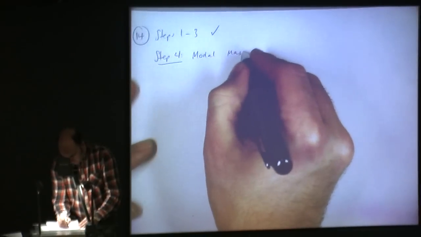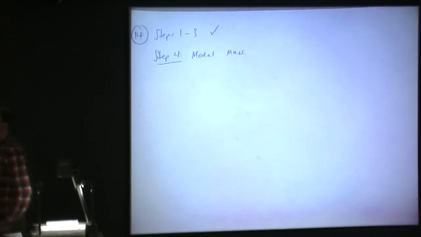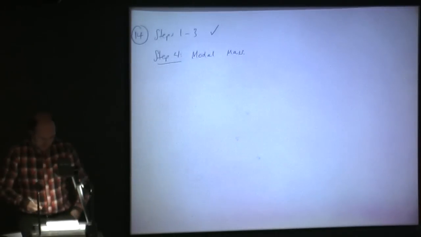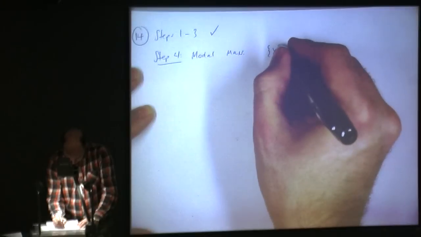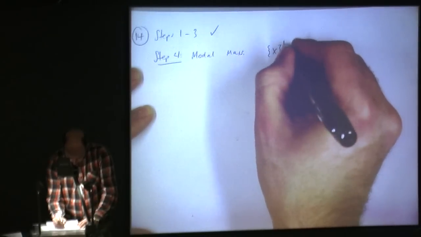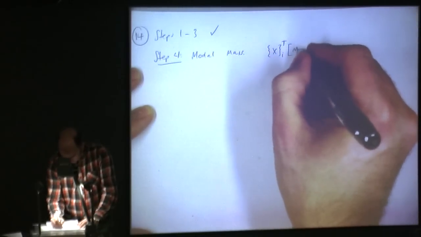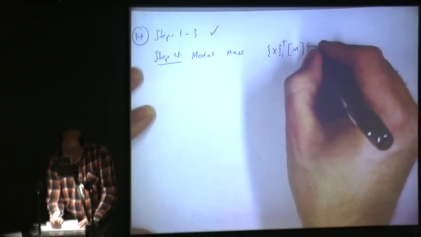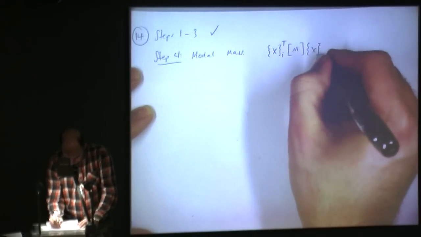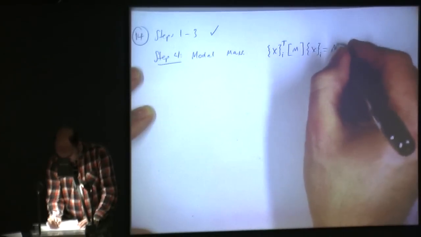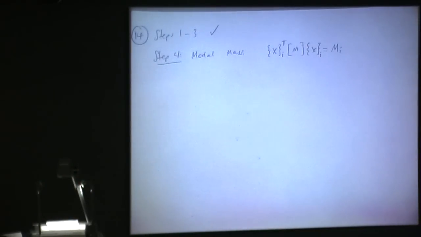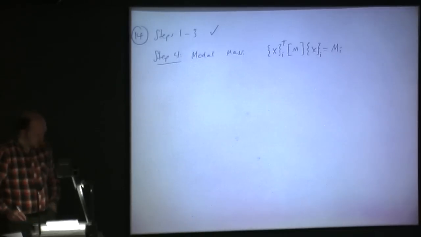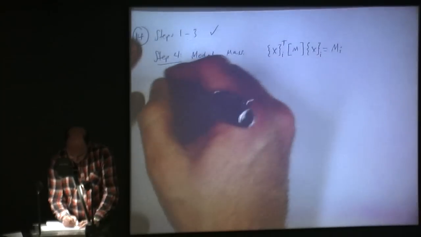Step 4, we have to find the modal mass. For that, we use the equation. I'll just write it in general form here: M_i equals X_i transposed times M times X_i. So that's the general form for the ith mode. We've got two modes here, they've been given to us, and so we can find the first one, M1.